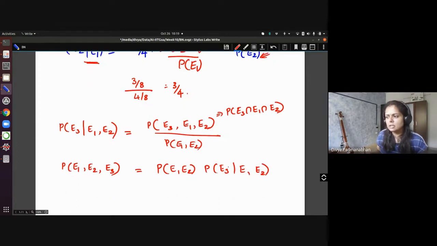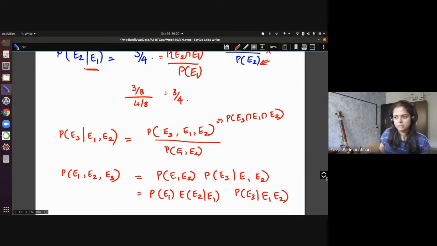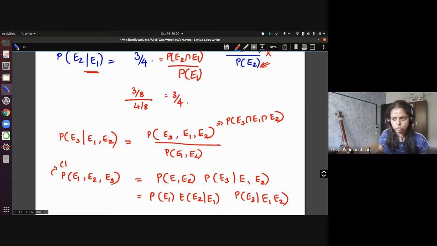And another thing is you can write this probability E1, E2 as probability E1 times probability E2 given E1, and so on, right? So this is actually what is called the chain rule of probability. So have you seen the chain rule in your probability class? Did you see this? Yes, ma'am.